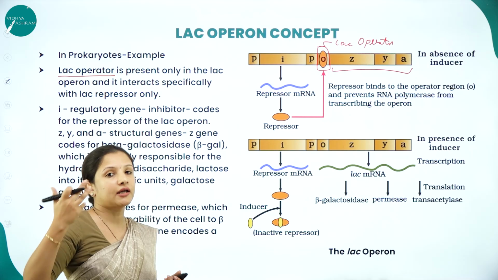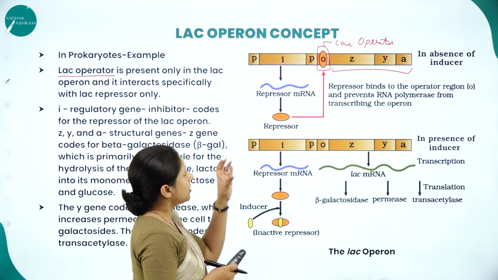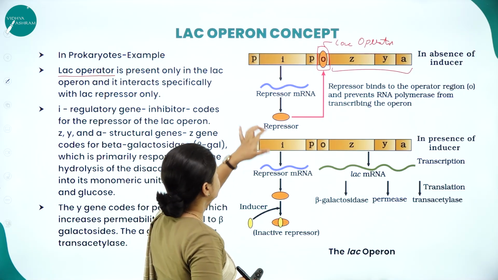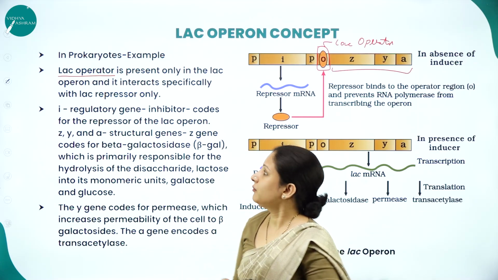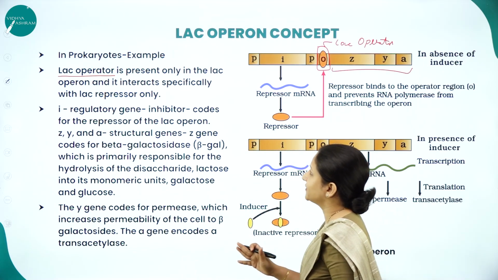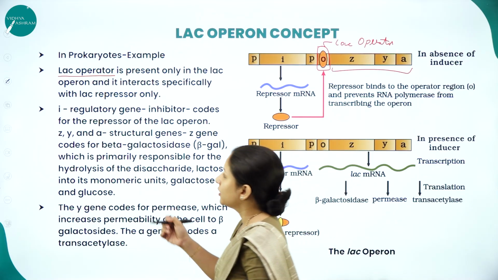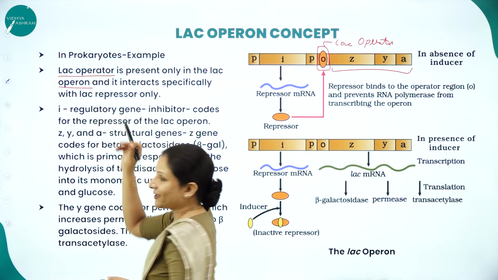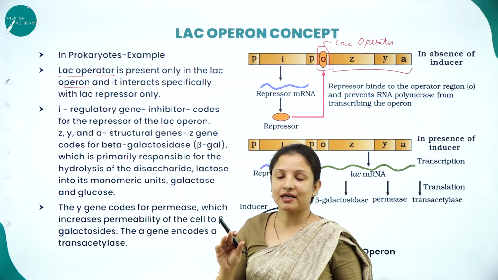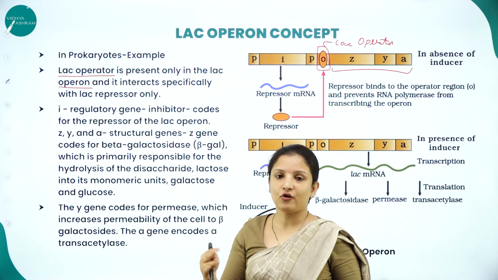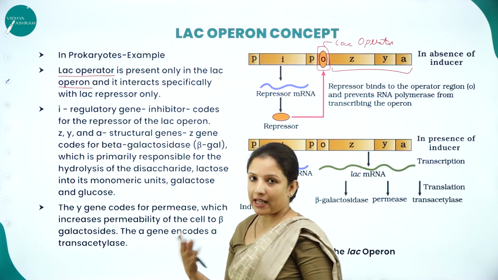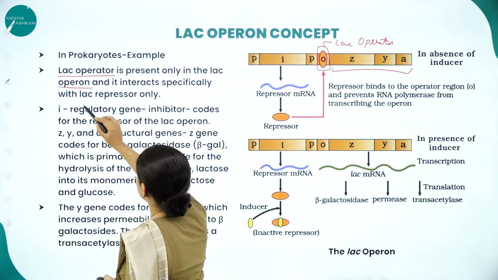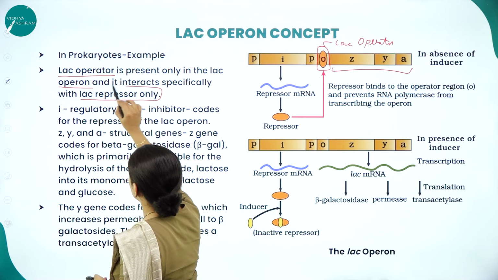It might code for another enzyme. It's like that, okay? Here we are talking about the lac operator. So in lac operator, moving back, so lac operator is present only in the lac operon. That is, the sequence of the DNA strand that synthesizes the enzyme needed for converting lactose into glucose and galactose. And it interacts specifically with the lac repressor only.